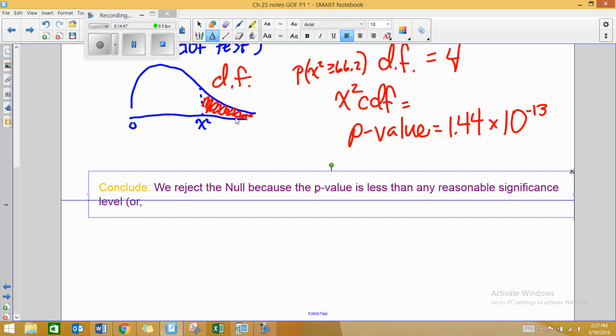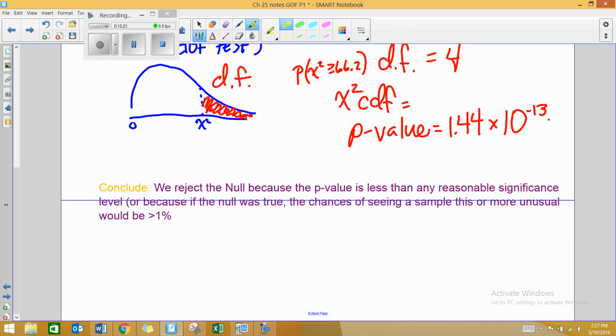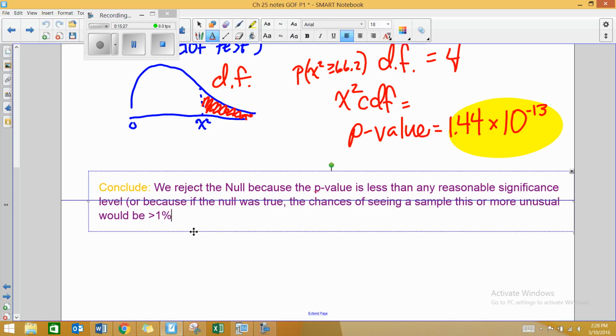Or, let's read that. This would be your other justification. So, or because if the null was true, the chances of seeing a sample this or more unusual would be, let's just say, less than 1%. So that very, very small p-value right here represents the chances of seeing a sample this or more unusual. And so that could be your alternate justification.